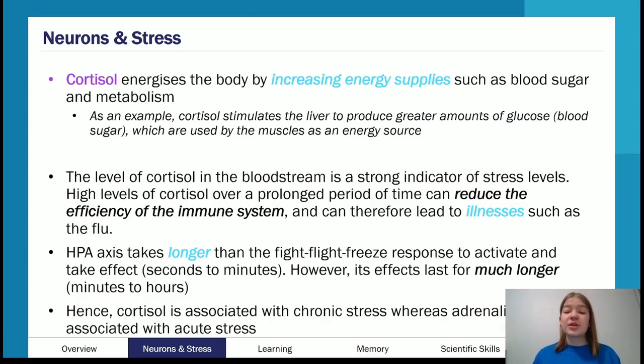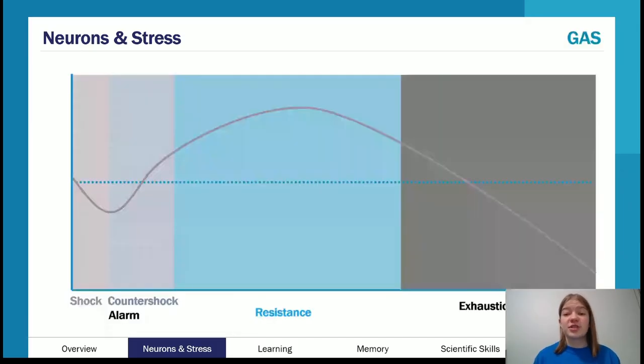But the level of cortisol is a strong predictor of stress levels. High levels of cortisol over a prolonged period of time can reduce how effective our immune system is, through doing things like making our white blood cells, which fight disease, less effective, and can therefore contribute to illness. Our HPA axis is going to take longer than the fight, flight, freeze response to activate and take effect, and its effects will last for longer as well. So adrenaline, we think more about acute stress, and cortisol, more chronic stress, longer term.